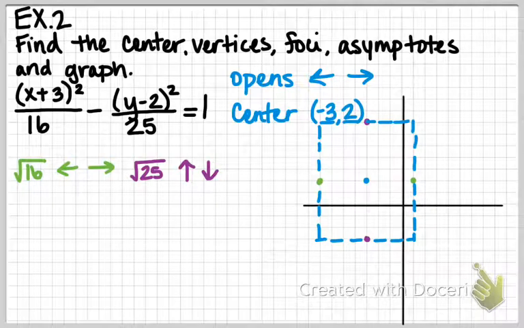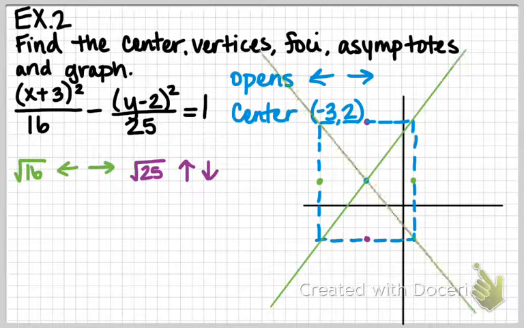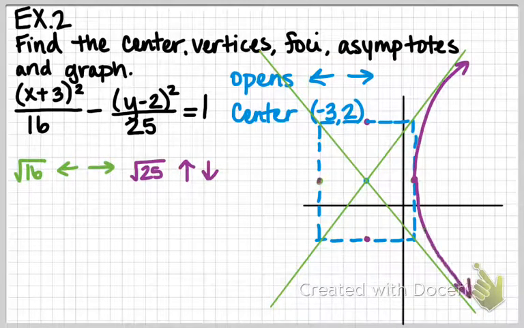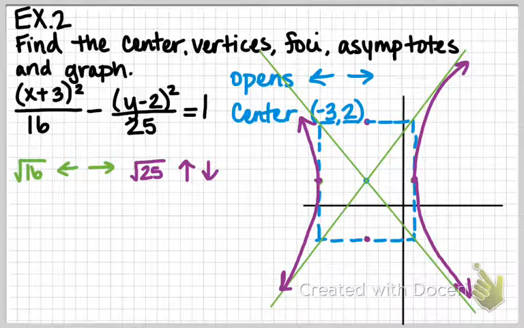So once your rectangle is drawn, you're going to draw in the diagonals of the rectangle, which are the equations for the asymptotes, or the lines for the asymptotes. Since this one opens left and right, I'm going to draw in my hyperbolas going left and right. They get really close to the asymptotes but never touch or cross.